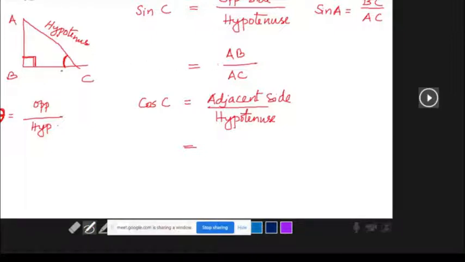When it comes to C, opposite is AB, you know. This is the hypotenuse. What is the side left? BC. BC is left. So this is our adjacent side here. Adjacent side is BC by hypotenuse AC. Or if I want cos of A, how will I get it?